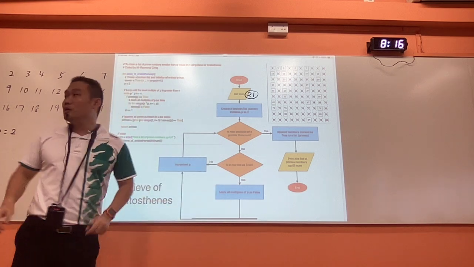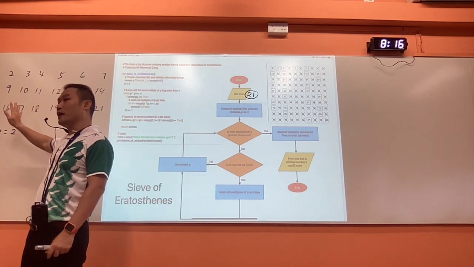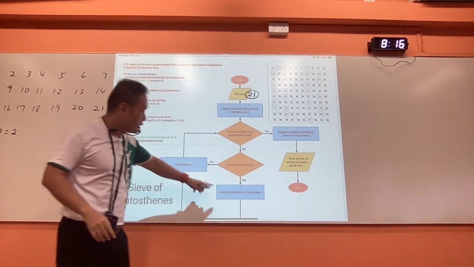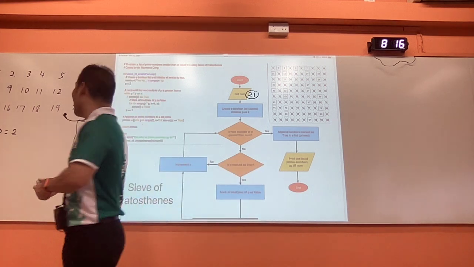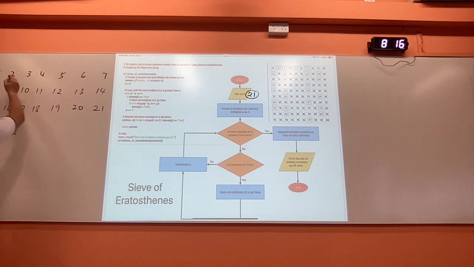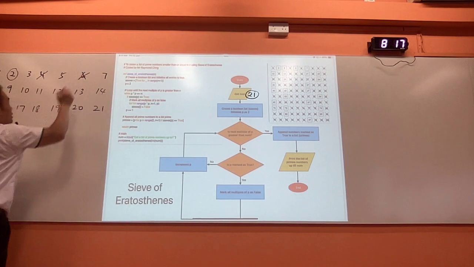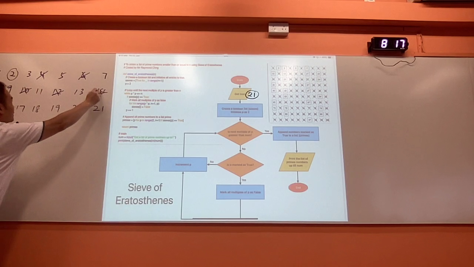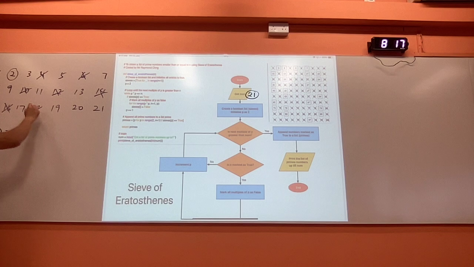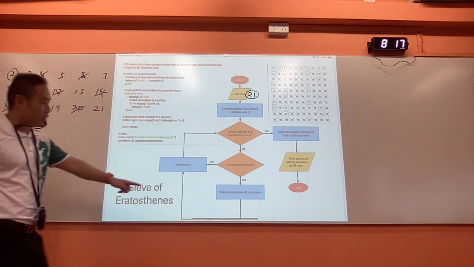Is P marked as true? Now we start with everything true, so yes. Mark all multiples of P as false. That's the next step. My P was 2, so I mark all the multiples false. When I mark false, I just cancel it out. False. You keep going, keep going, keep going, and done. No more. So we finish this step.